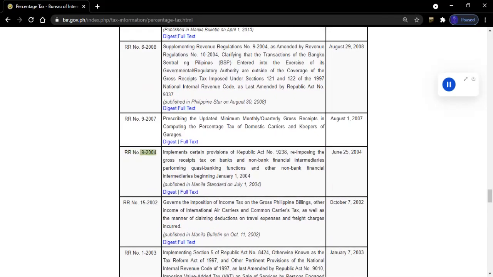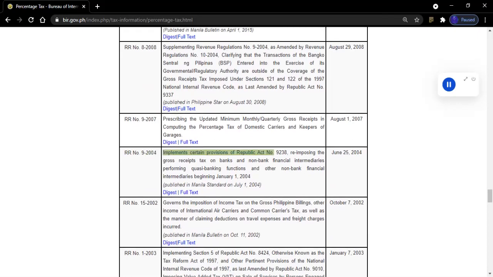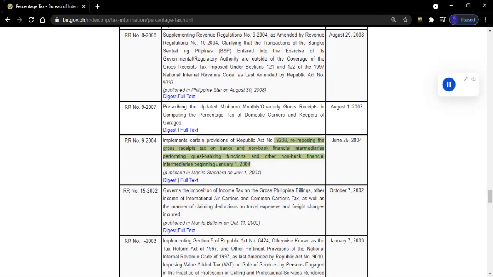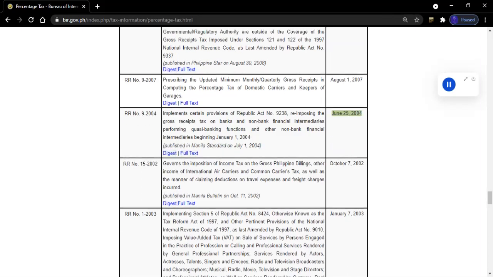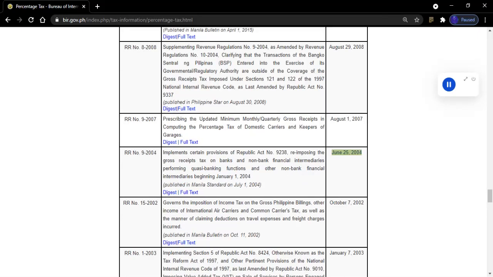RR no. 9-2004. Implements certain provisions of Republic Act No. 9238, reimposing the gross receipts tax on banks and non-bank financial intermediaries performing quasi-banking functions and other non-bank financial intermediaries beginning January 1, 2004. Published in Manila Standard on July 1, 2004. Digest, full text. June 25, 2004.